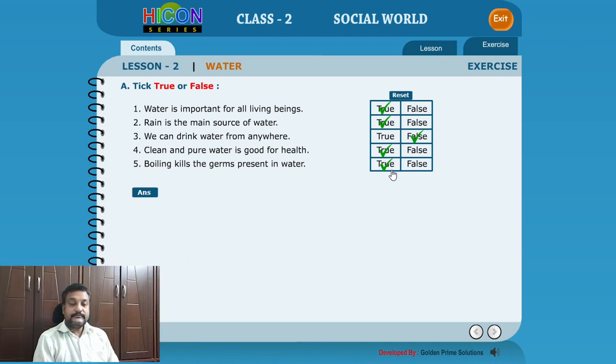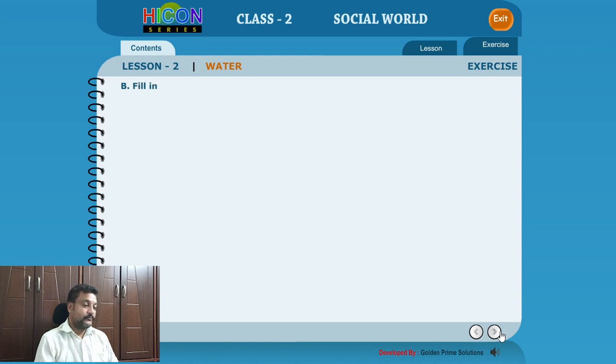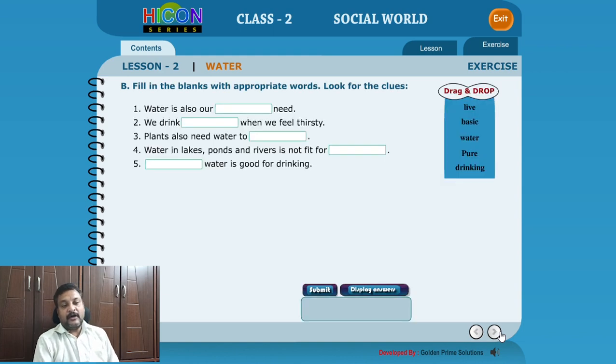Okay, children. So now we'll move on to the next type of question. Fill in the blanks with appropriate words. Look for clues. Again, 5 sentences from the textbook are given there, and we have the clues in the drag and drop box over here. What we need to do is read the sentences, match the content, and select the word.